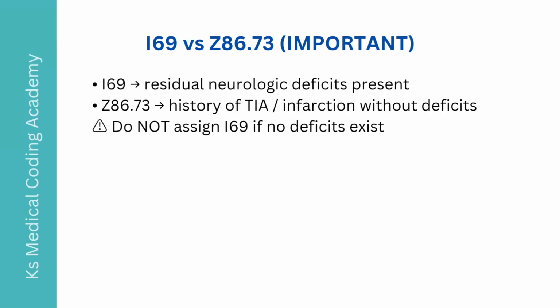I69 versus Z86.73, very important. Use I69 only when residual neurologic deficits are present. Use Z86.73 for personal history of TIA or cerebral infarction without residual deficits. Never assign I69 if no deficits exist.